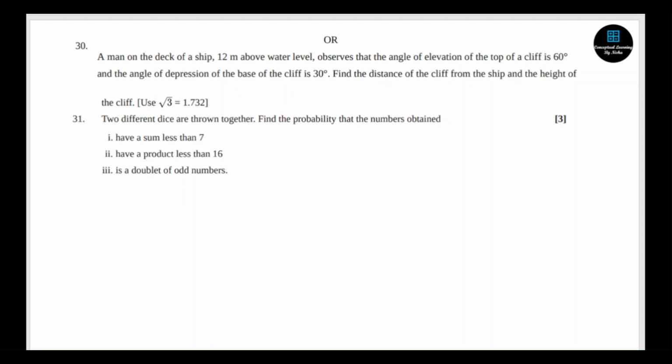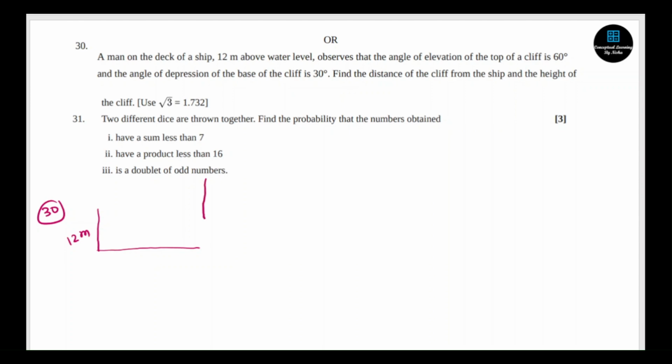Alright, now moving to the next question. So, application of trigonometry, height and distances. A man on the deck of a ship, 12 meter above the water level, observes the angle of elevation of the top of a cliff. So, let's make the rough figure for this. Let's say this is the water level, and the man is 12 meter above the water level, which is the deck of the ship, and observes the angle of elevation of the top of a cliff.